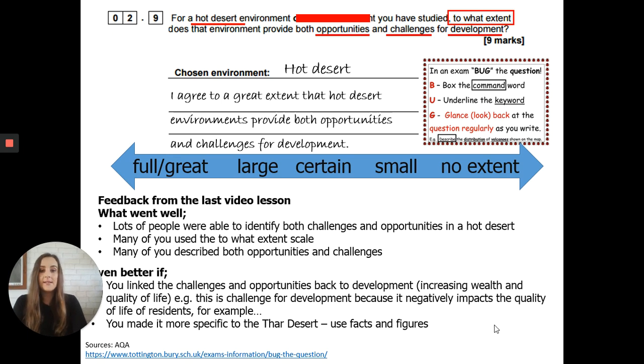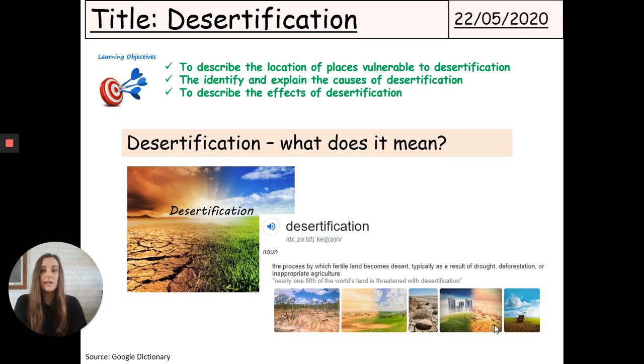Okay, so moving on, all about desertification today. By the end of this lesson, I want you to be able to describe the location of places that are vulnerable to desertification, to identify and explain the causes of desertification, and then to also describe some effects of that. So the key word of the day obviously is desertification, and I've put a little definition up there for you now.